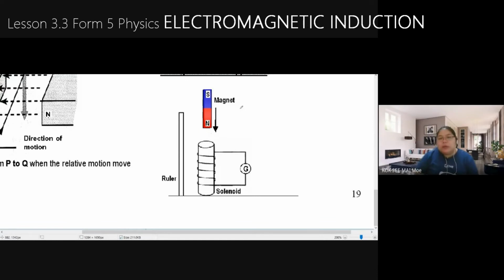Importantly, you have the magnet, then the solenoid, then it is joined with the galvanometer. Then the magnet will drop. When you drop it, the galvanometer will be deflected.